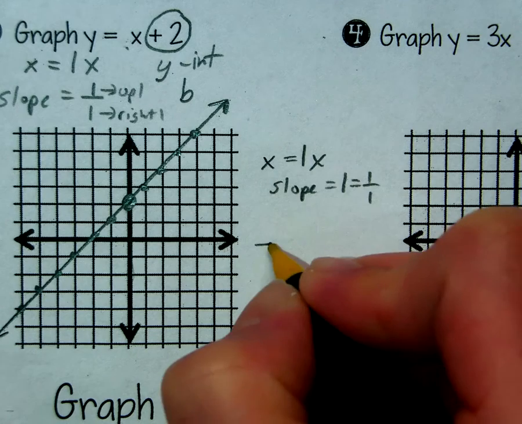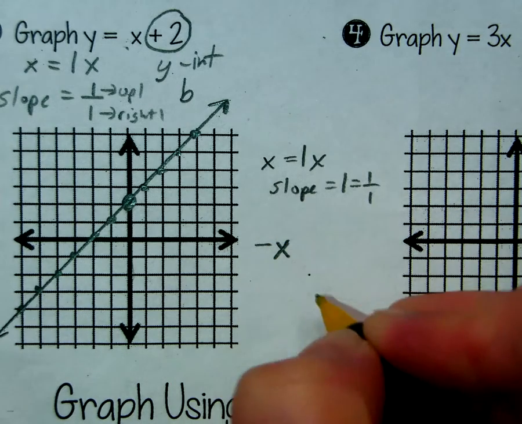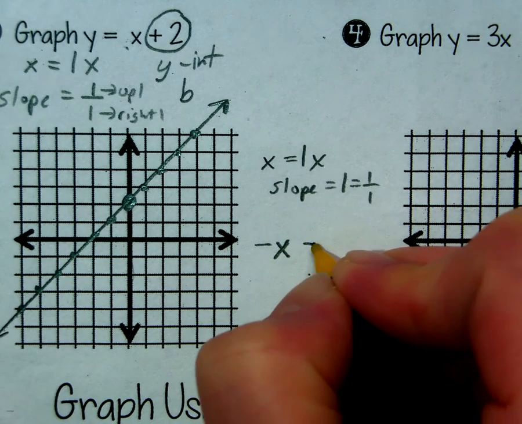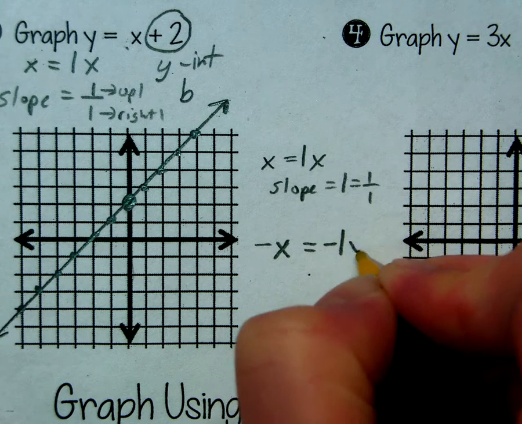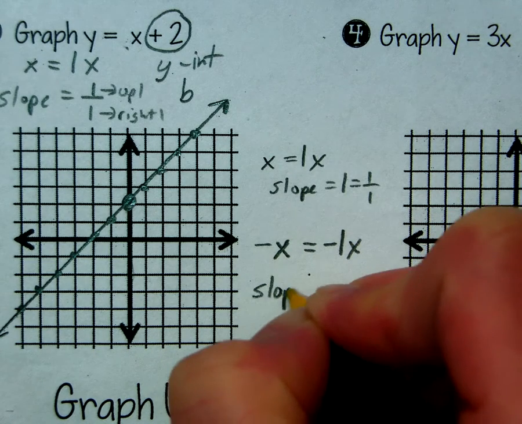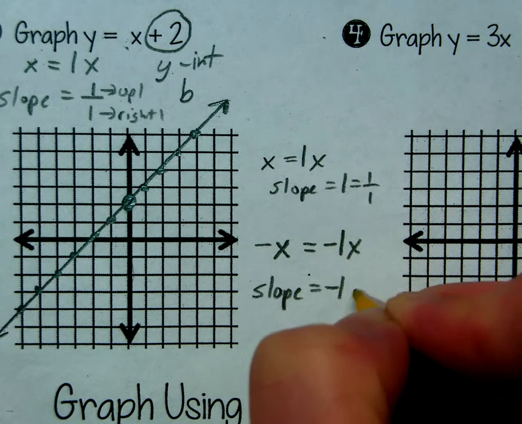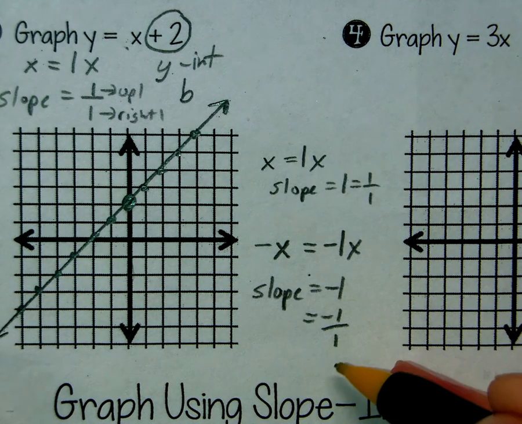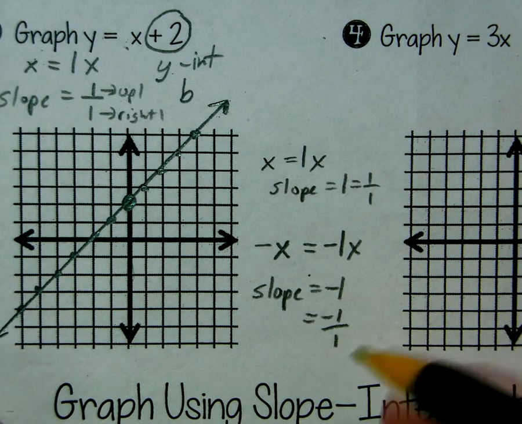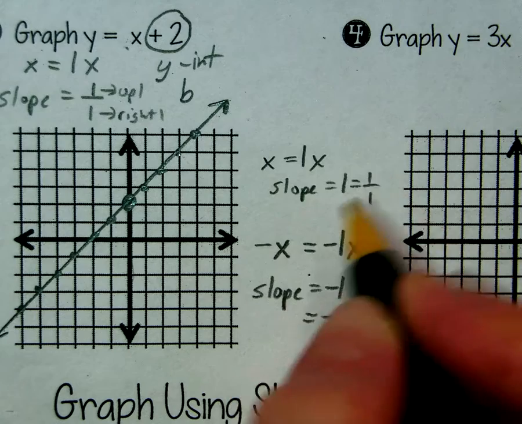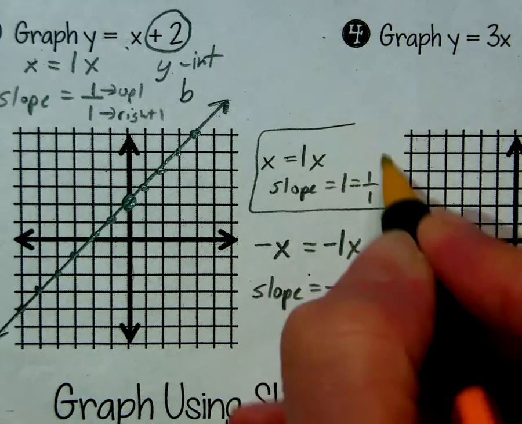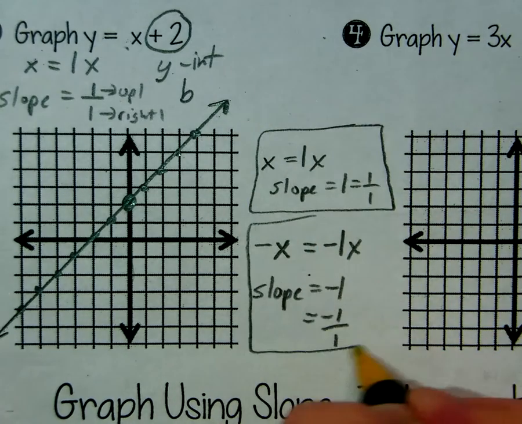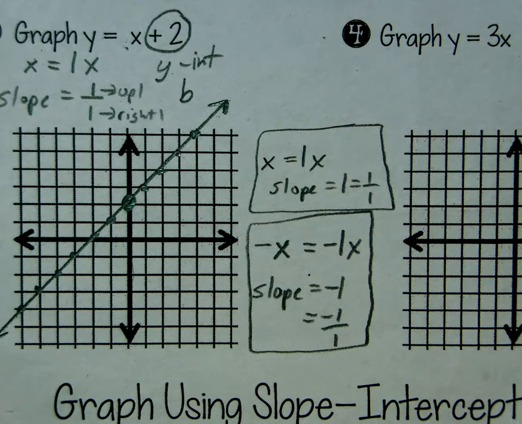And then if they give you a negative x, which is another situation that sometimes happens, that's the same thing as negative 1x, and your slope is negative 1 or negative 1 over 1. And in that case, you'd go down 1, right 1, down 1, right 1. So it's just a couple of scenarios that can happen that are sort of special cases.